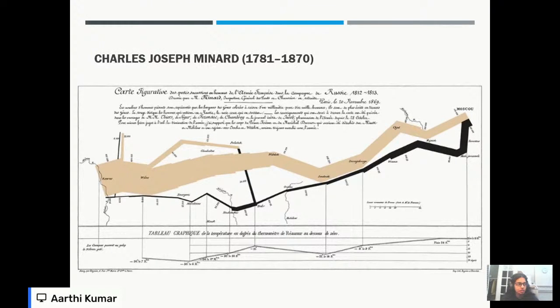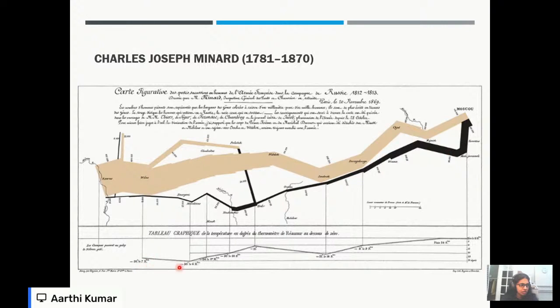Similarly, this one is by Charles Joseph Minard. He is a French civil engineer who is known for numerical visual representation of things. His most famous work is the map of Napoleon's Russian campaign of 1812. Here the thickness of the line shows how Napoleon marched towards Russia. So you see Moscow over here. And the thickness of the line while returning is what was left over in his army, right?